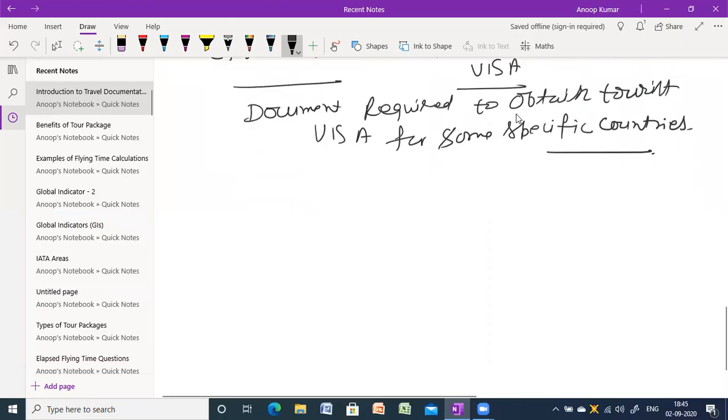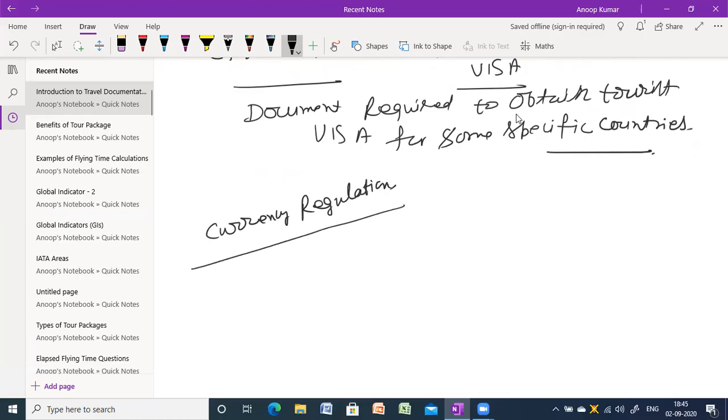Then we have the currency regulations. We will study about the currency regulations. Like in currency, if someone is traveling on a tourist visa, there is a requirement, he can carry a different amount of currency, and if he is traveling on a business visa, he can carry a different amount of currency. What are the various documents you need if you are going to buy a currency? All these things we are going to study about currency regulation.